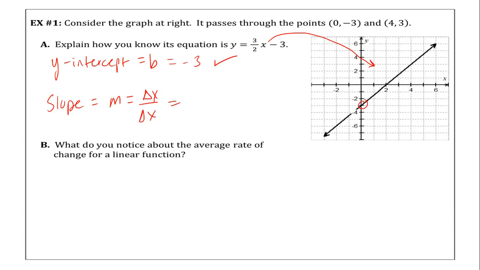Agree? So if I have a graph, I can count it out. I go up 1, 2, 3, and I go over 1, 2. So we rise 3, and we run 2. Does that match the slope of my problem? Yes, that's how you know that that is the equation of that line. Agree? Okay.